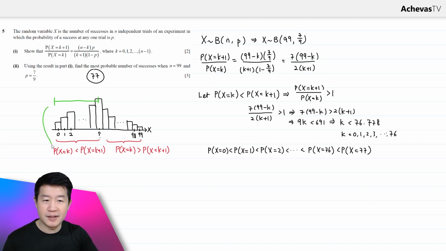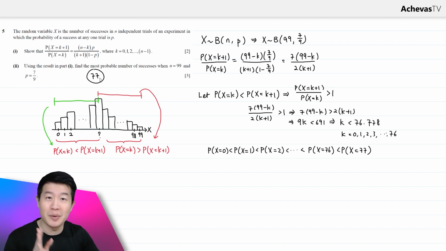When we go from here all the way until the last one, this is what is going on. That is why, after you let this be less than this, because you are analyzing this part of the binomial distribution graph, you deduce that this probability is less than this probability, which is less than this probability, all the way until x goes to 77. That is why I know that the most probable number of successes is where x is equal to 77, and this is going to be my answer.